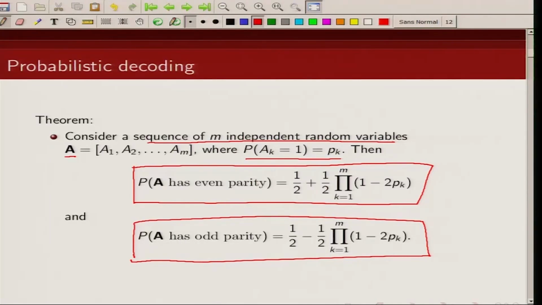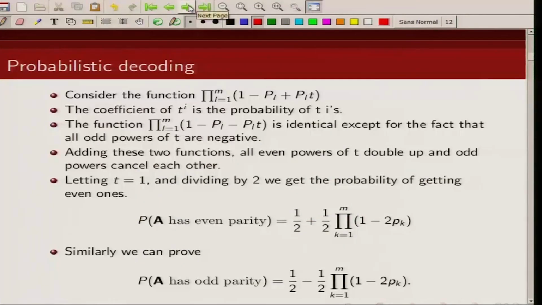Now, we will derive our expression for decoding algorithms based on this result. So, let us first try to prove this result. Let us consider a function of the form product of (1 minus pl plus pl t). If we look at the coefficient of t to the power i here, this will give us the probability of i ones.